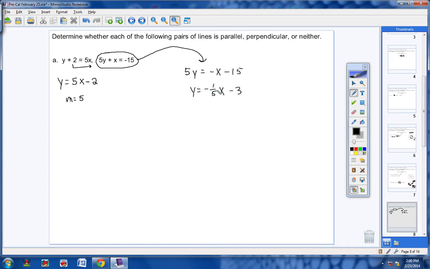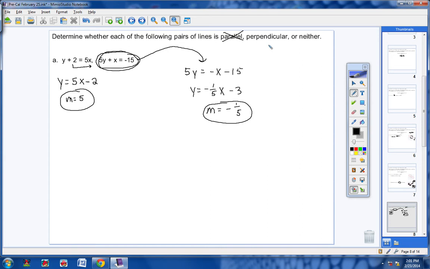Now, what number is with the x? -1/5. So your slope is -1/5. Okay, so we know the slope of this linear equation is 5. We know the slope of this linear equation is -1/5. Let's see if these two lines are parallel. Parallel lines have the same slope. Are these two slopes identical? No. So we know these two lines are not parallel.